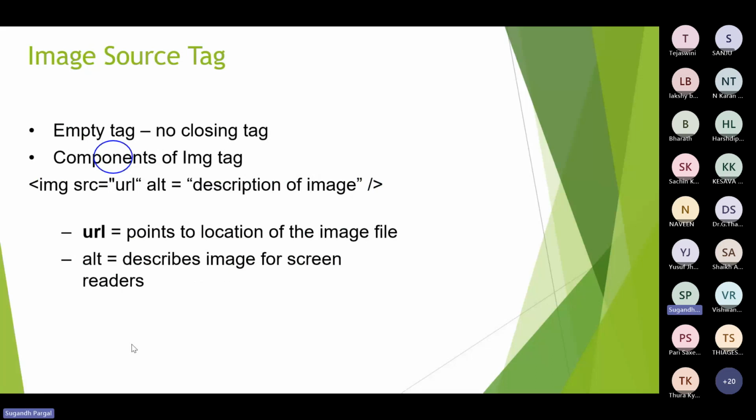So the image source tag is a tag which has no closing tag. It is the only tag which has no closing tag, only the opening tag. So the components of the image tag are as follows. It is the source URL, that points to the location of the image file, then alt, which is describing the image for the screen readers.